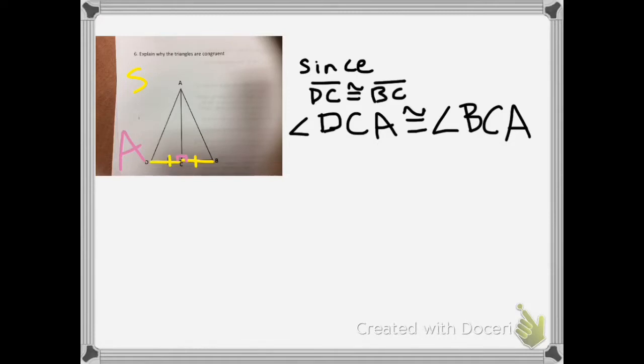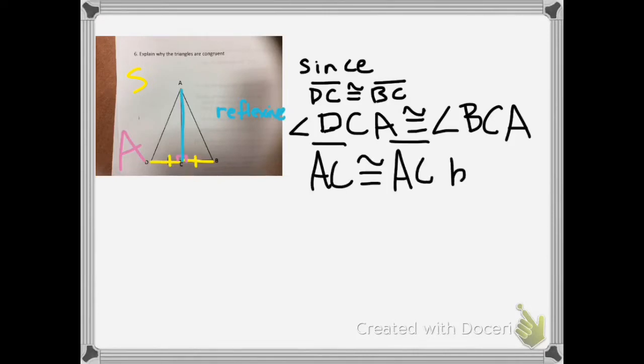On the last one we had vertical angles because we had that crossing angles situation. We don't have that here. What we have here is that we have 2 triangles that are smushed together. They share this side right here, and that is called a reflexive side. Okay, so we do have that side AC is congruent to AC. And we should say why. Since it wasn't marked, we need to state why we were able to know that.